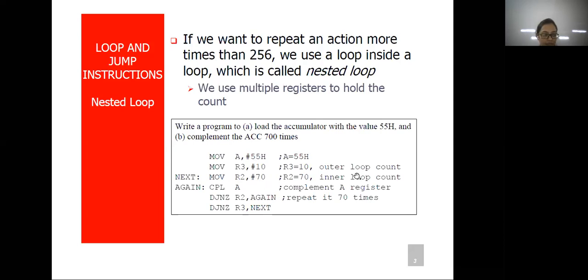again the inside loop will run 70 times. So the inside loop every time runs 70 times until the outside loop becomes 0. So in total your loop is going to run 70 into 10, 700 times. So this concept we use here is the nested loop concept. If you want to repeat any action more than 256 times, we use a loop inside loop concept, which is called nested loop. Here multiple registers will hold the count of data.